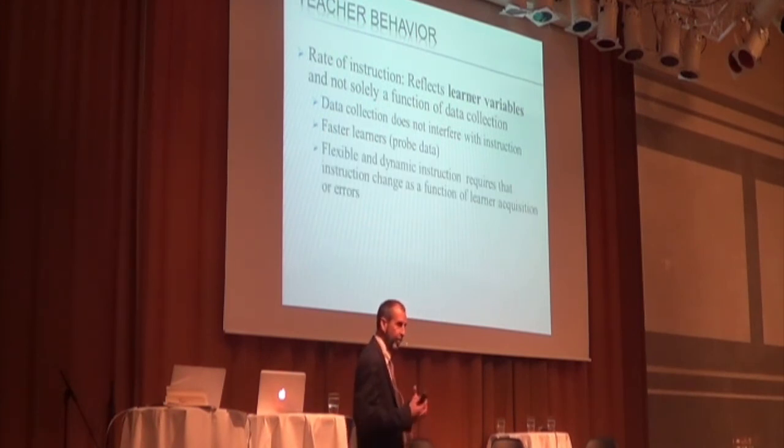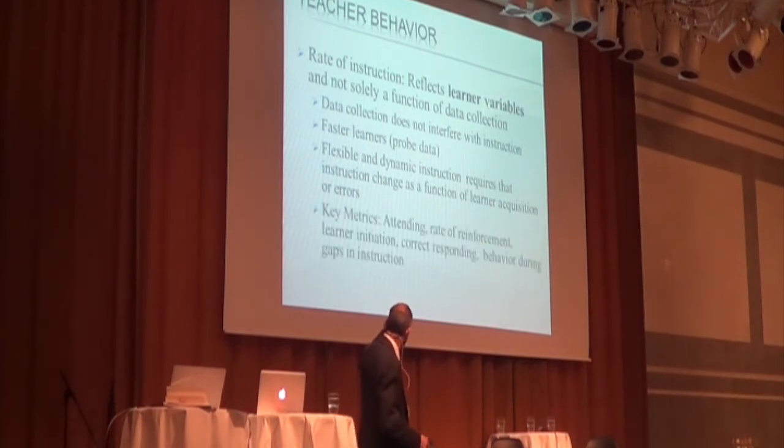And my bias is always, are you making the decision as to how many trials, how much instruction you're doing based on learner variables or some philosophy or something else? And the thing I look at is, are they attending? Are they getting reinforcement or are rates of responding going up? Is the learner initiating interaction and correct responding? Those are the things that tell you whether the structure is right for that kid.